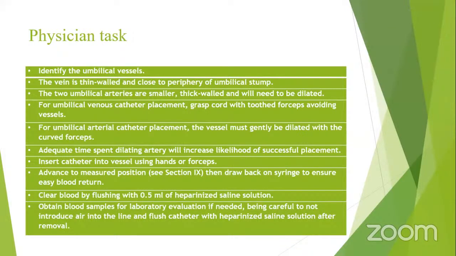For umbilical venous catheter placement, grasp the cord with toothed forceps, avoiding vessels. For umbilical arterial catheter placement, the vessel must gently be dilated with the curved forceps. Adequate time spent dilating the artery will increase the likelihood of successful placement. Insert the catheter into the vessel using hands or forceps. Advance to the measured position, then draw back on the syringe to ensure easy blood return. Clear blood by flushing with 0.5 ml of heparinized saline solution.